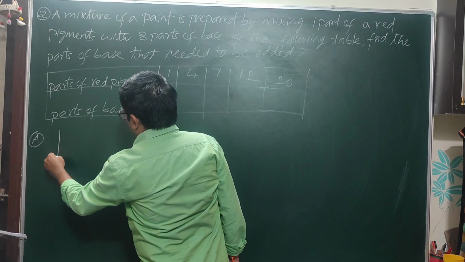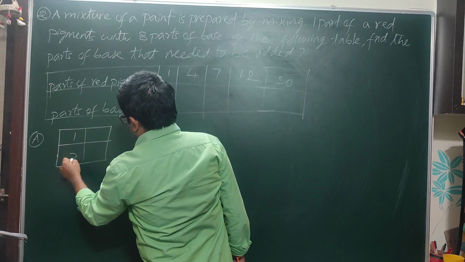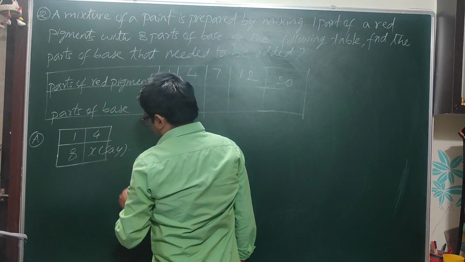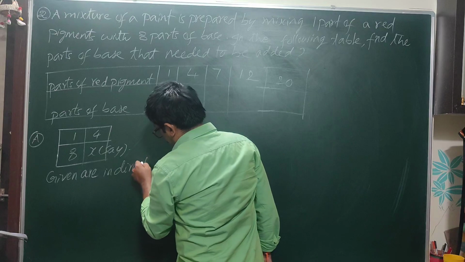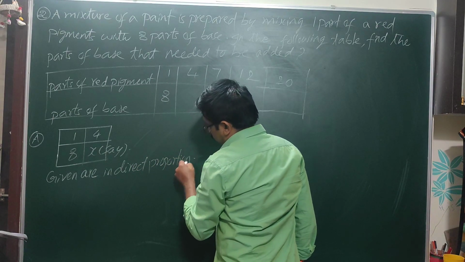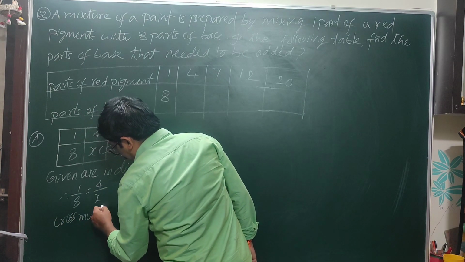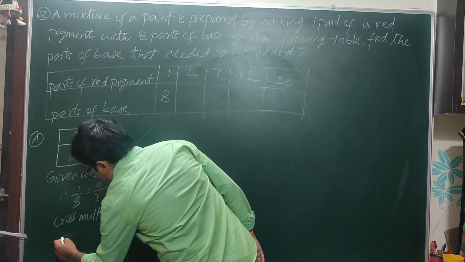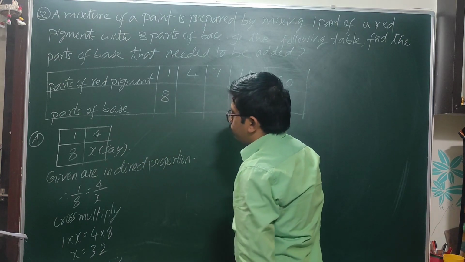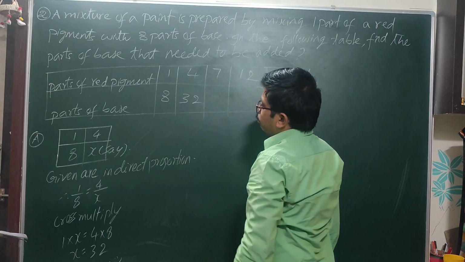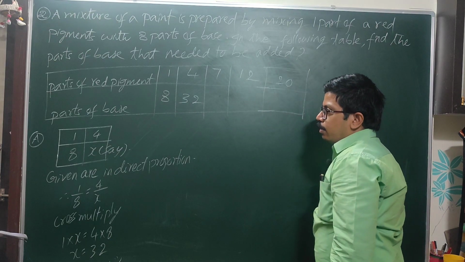So first, 1, 8; 4, x. Say, given are in direct proportion, therefore 1 by 8 equal to 4 by x. Cross multiply: 1 into x equal to 4 into 8. Therefore x equal to 32. So for 4 parts of red pigment there should be 32 parts of base to be mixed.